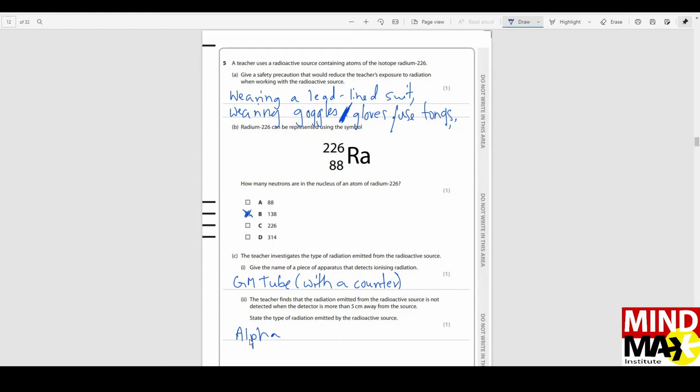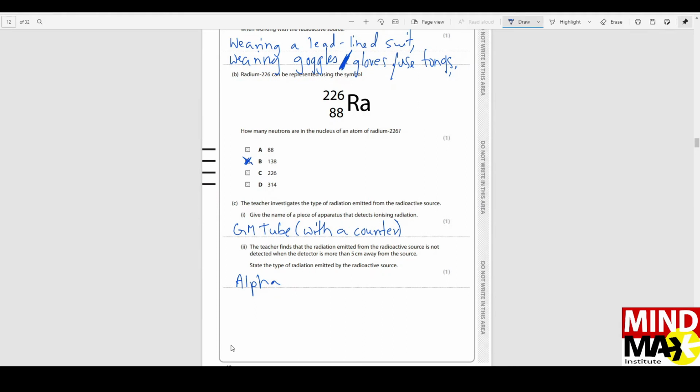Neutrons are basically, 226 is the mass number and 88 is the atomic number. So if you subtract the atomic number from the mass number, you will get the number of neutrons, 138. Name a piece of apparatus that detects ionizing radiation, of course a GM tube with a counter.